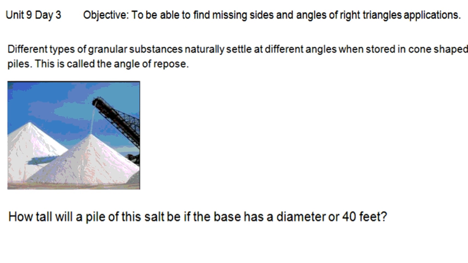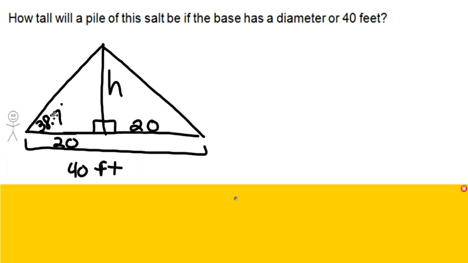But let's say we're still doing salt piles. We want to know how tall a pile of salt would be if the base now has a diameter of 40 feet. So again, let's think about what we know. We know the angle of repose from before is 38.7 degrees. We don't know the height, but we do know the diameter of the base is 40, which means each radius is 20 feet.